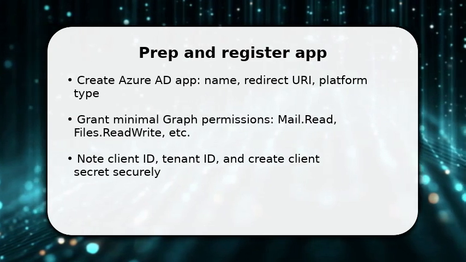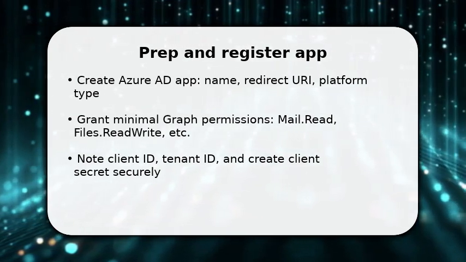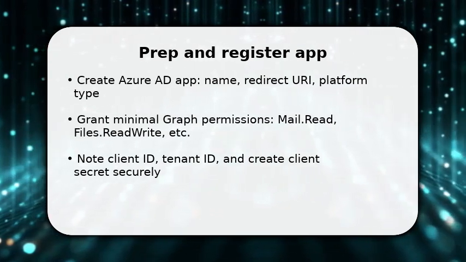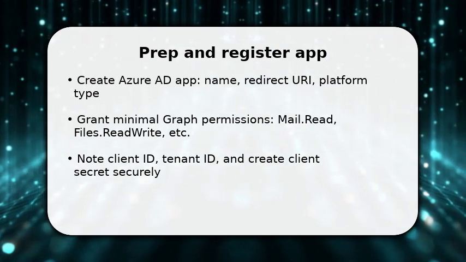Don't pause on theory. Open the Azure portal, register, assign permissions, and generate the secret. This is the concrete first step to enable Graph calls.